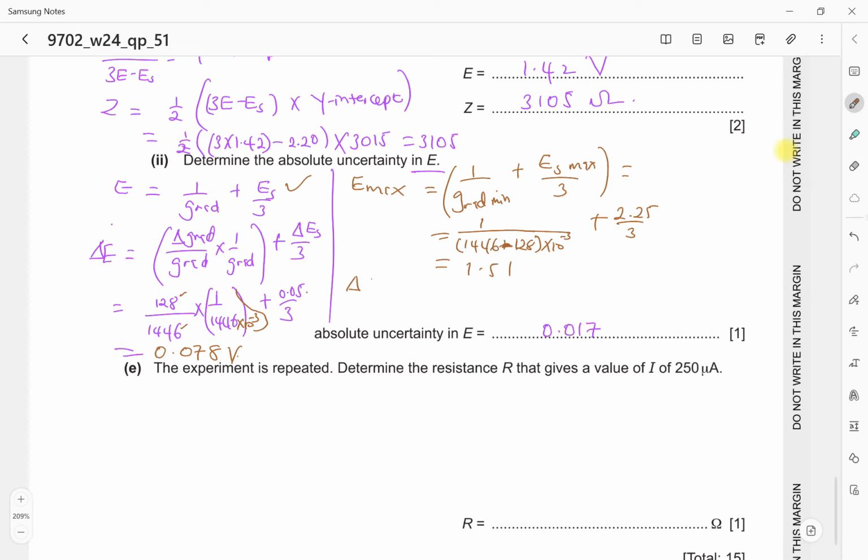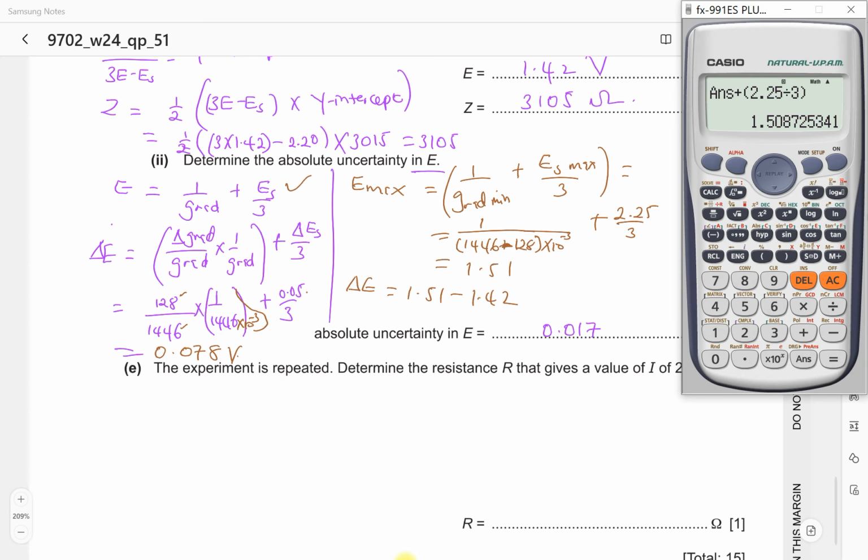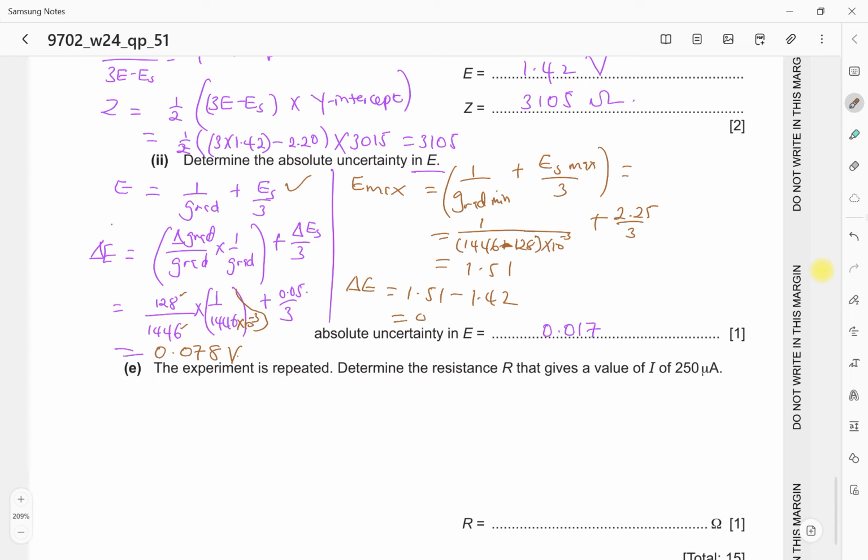So the uncertainty in E is going to be E max minus the original value of E, which will be 1.51 minus 1.42. So that is approximately 0.09. Okay. So either you have 0.078 or 0.09. The answers will be close to each other.